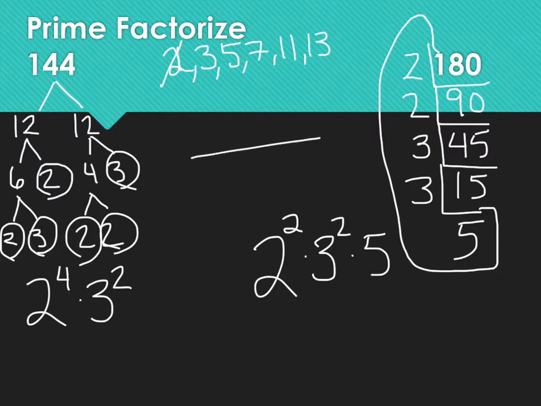Either of these ways work for me. I don't care whichever way you like more. That's how you prime factorize. The way I would find the GCF is I would see what numbers they have in common, and that would be my greatest common factor.